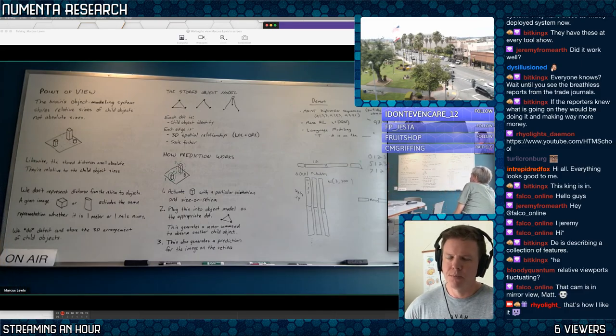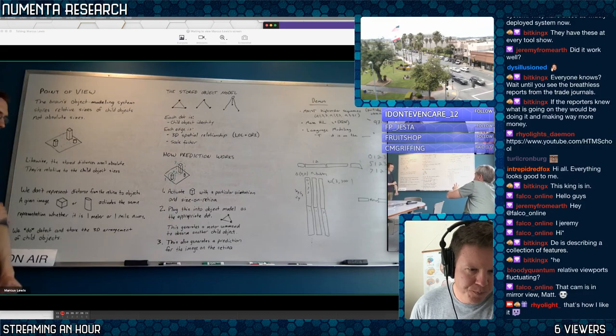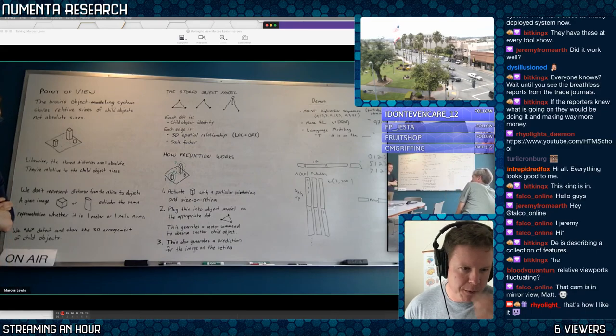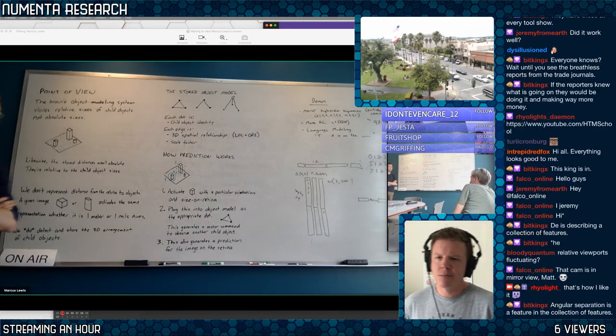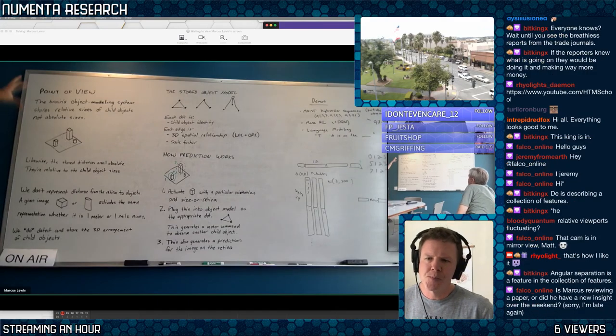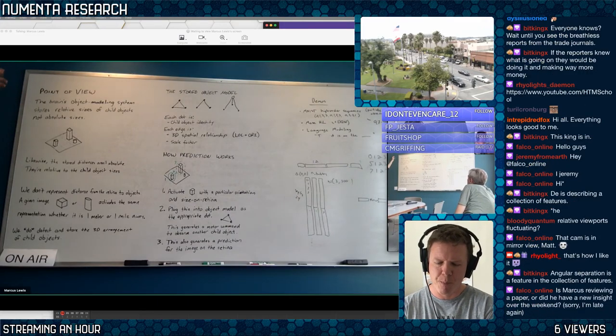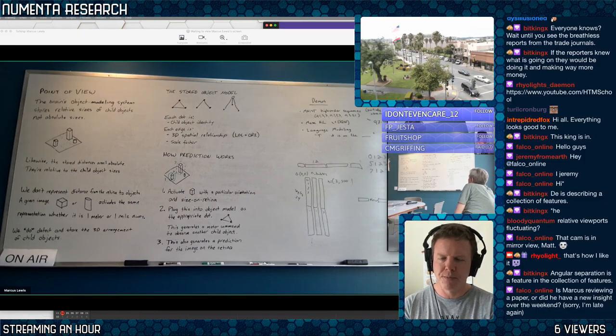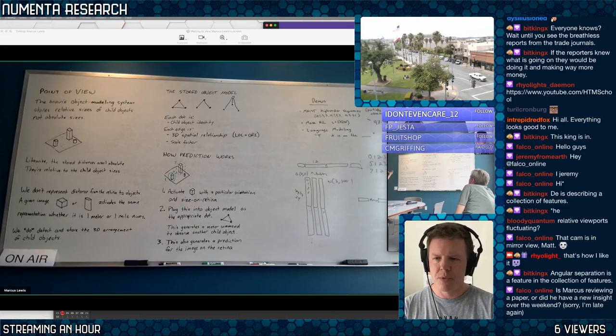So how is it that I recognize that spatial arrangement independent of how far away it is? I think that's the question you're asking. Yeah. So I'll just start reading off the board. The brain's object modeling system stores the relative sizes of child objects, not their absolute size. And I'm going to talk about sizes and distances as all being one scale-invariant coordinate system. Still learning how to talk about it.